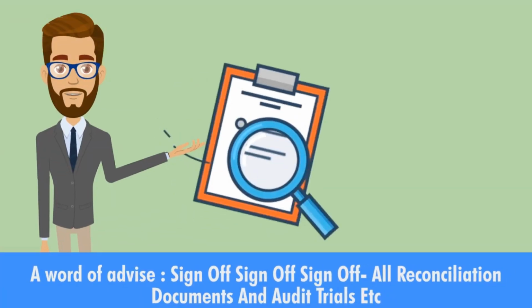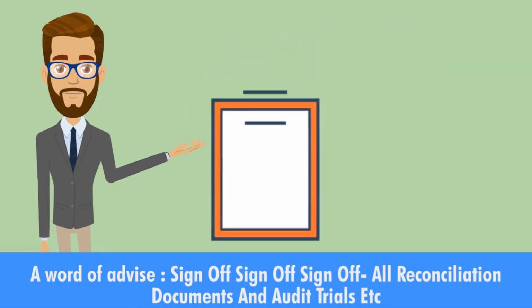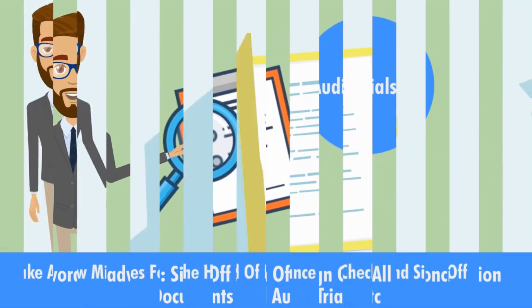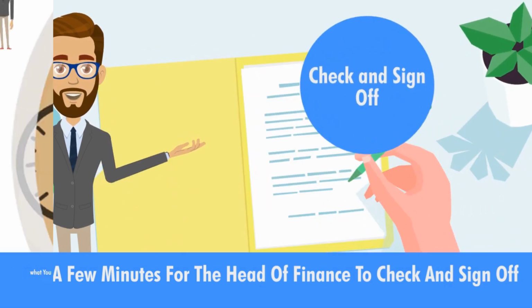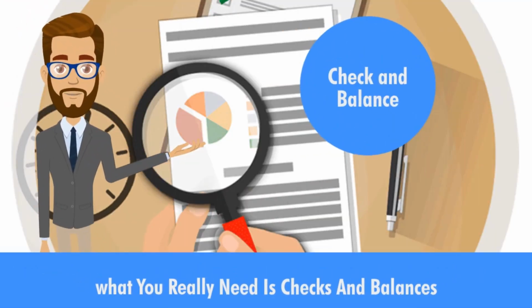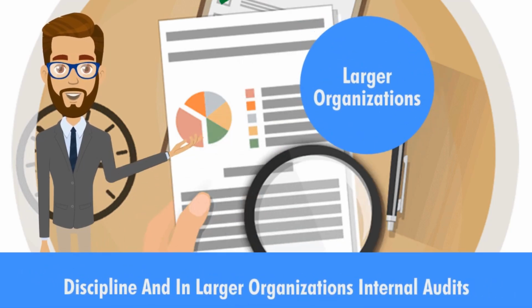A word of advice: sign off, sign off, sign off. All reconciliation documents and audit trails, etc. take a few minutes for the head of finance to check and sign off. So what you really need is checks and balances and of course discipline and in large organizations internal audits.